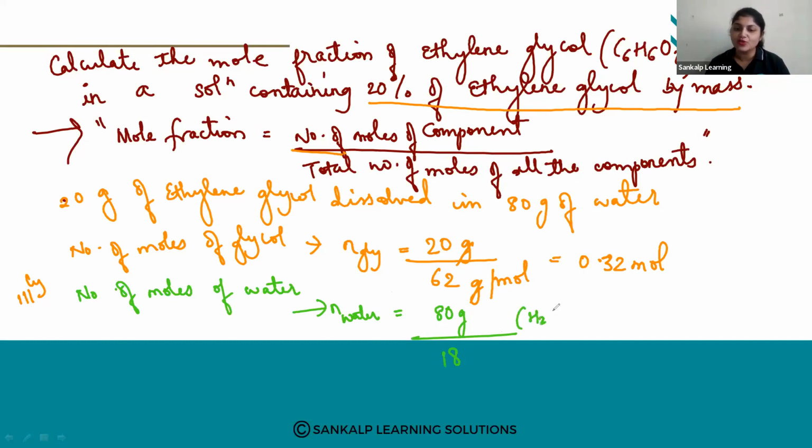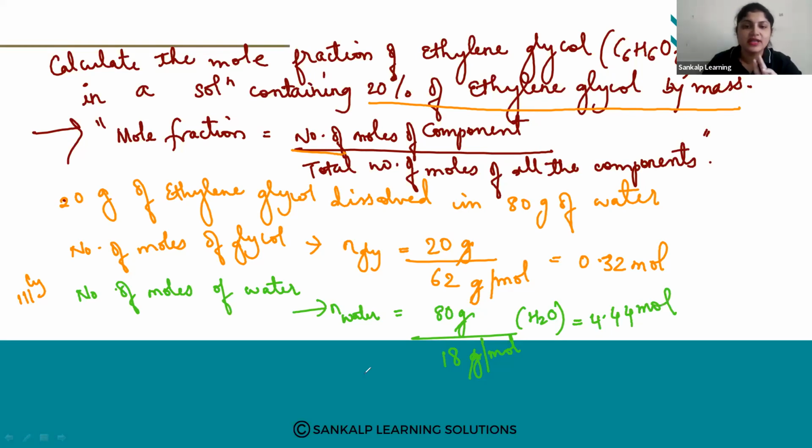H2O. Calculate the molar mass: 16 plus 1 plus 1, so 16, 17, 18. So 18 gram per mole. Right, so the gram gets cancelled and you get what? The answer comes to 4.44 mole. Okay, it comes to 4.44 mole.